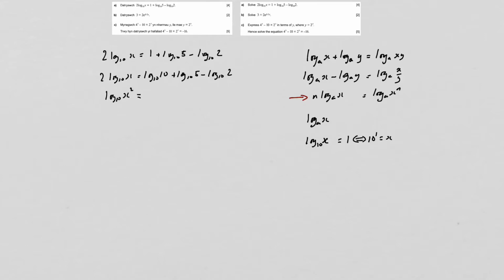On the right hand side we have an add here, so we're going to use that rule for that, and we have a takeaway here, which means we're going to use that rule. So we can combine these 3 logs into log base 10 of the first 2 multiplied together because they're an add, so that's 10 times 5, and then we would divide by the 2 because that's a minus log. So this gives us log base 10 of 10 fives are 50, divided by 2 is 25.